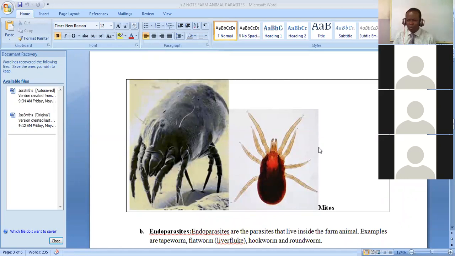Go on. Do they have sight? Can they see? Yes, they can see. They have eyes. Although for some of them, they may be compound eyes. Some of them are simple eyes. Are you getting what I'm saying? So they have eyes.